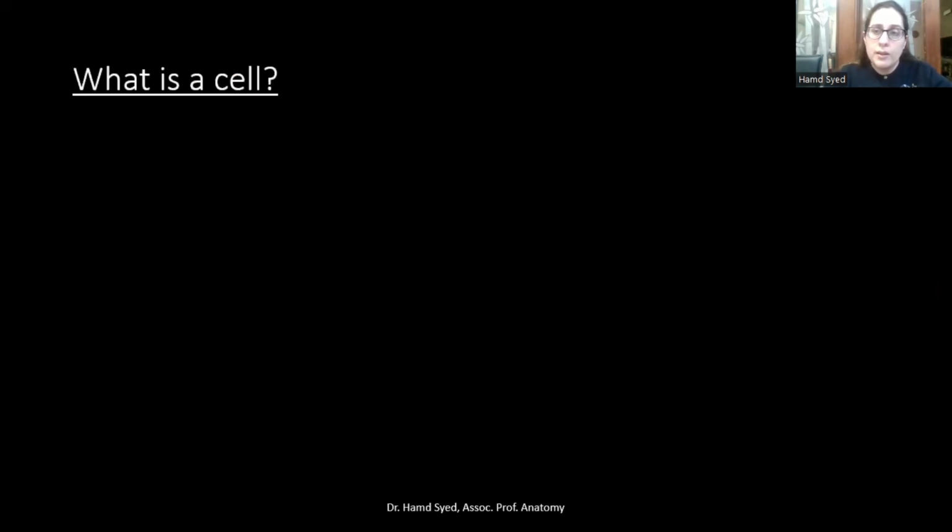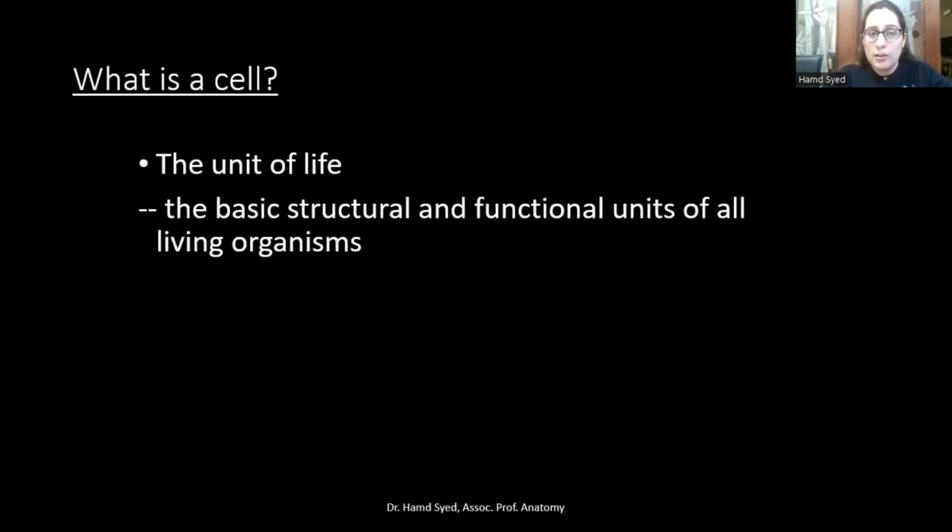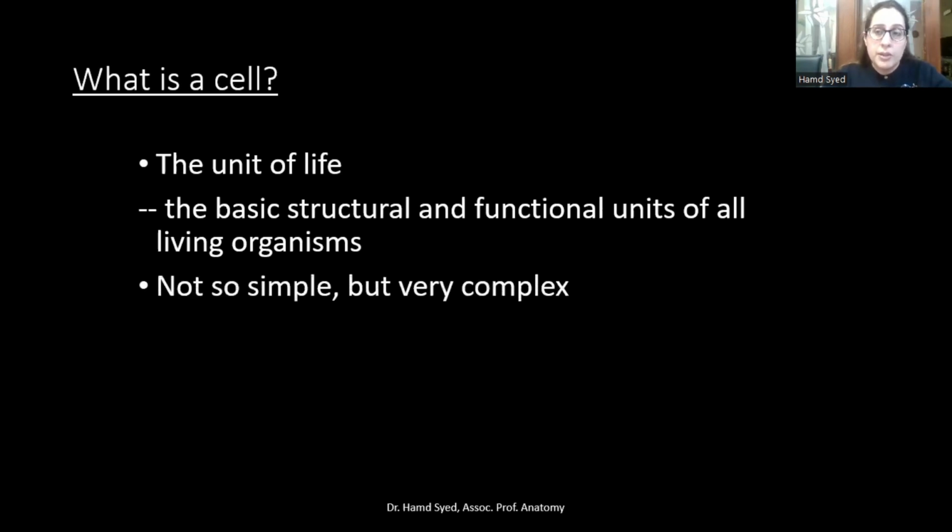So, what is a cell? Now, we all know that the cell is the unit of life. This is what we have been taught in our textbooks, in biology classes. It is the basic unit of structure and function of all living organisms. But keep this in mind. This is not a simple unit. This is a very complex unit and a highly developed unit.